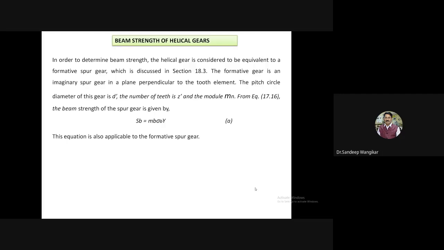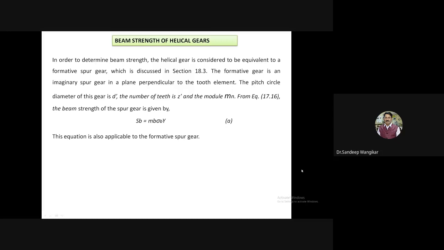Okay, so last lecture we discussed the force analysis and a detailed numerical on the force analysis. Now for the helical gear, let us start with beam strength. The beam strength is the maximum tangential load that the gear can transmit without bending failure. This we have discussed in spur gear also.